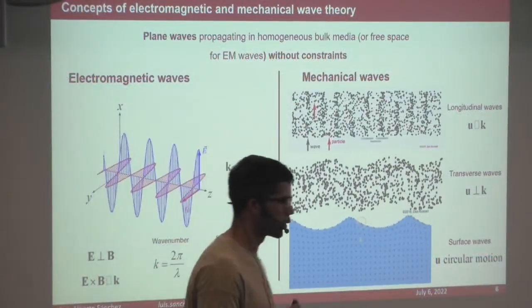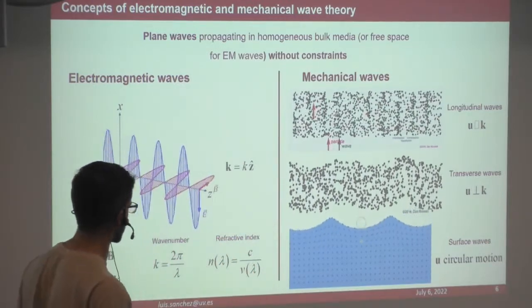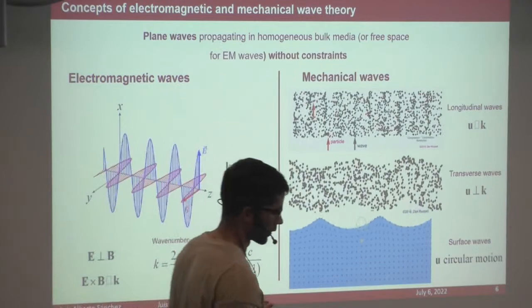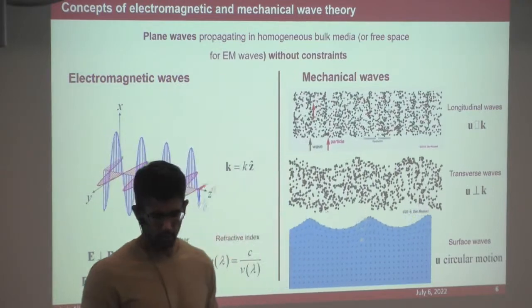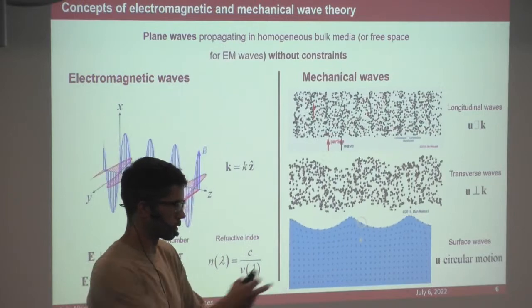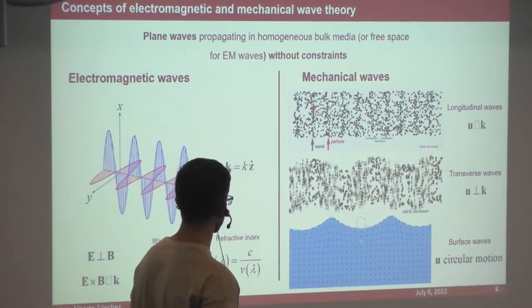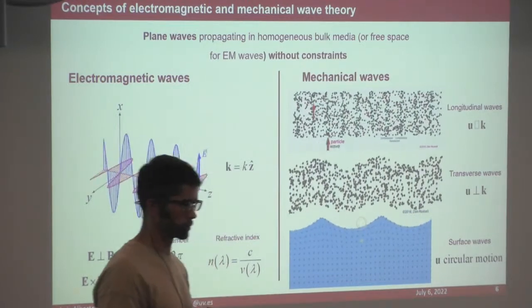So we are talking about waves in free space. In free space, waves have no constraints. They can move everywhere they want. An analogy to this is being in a field, in the countryside, where you can go everywhere with no problem. Now I'm going to introduce you to the concept of waveguide.